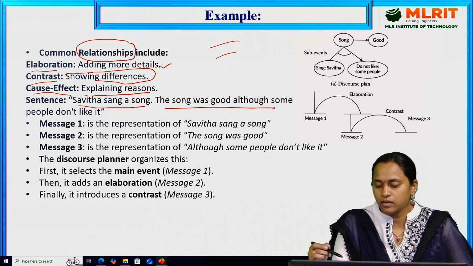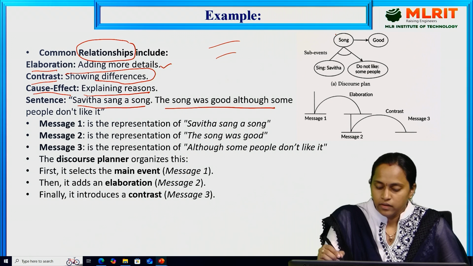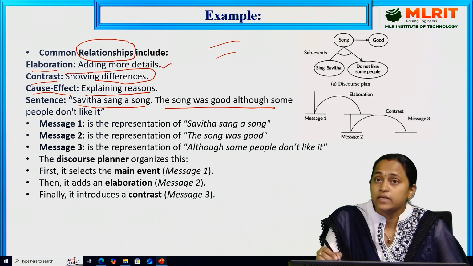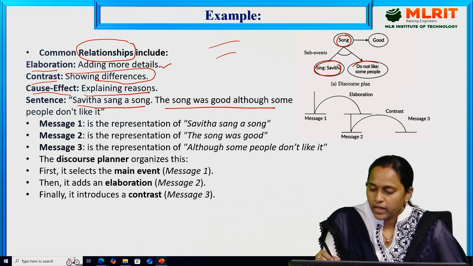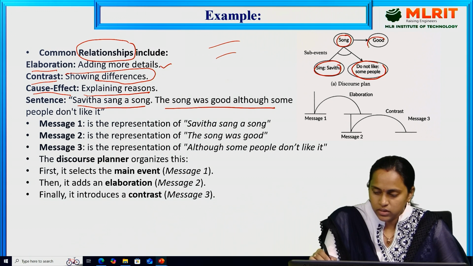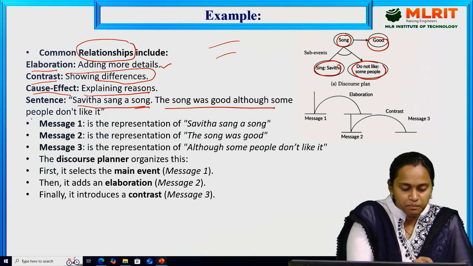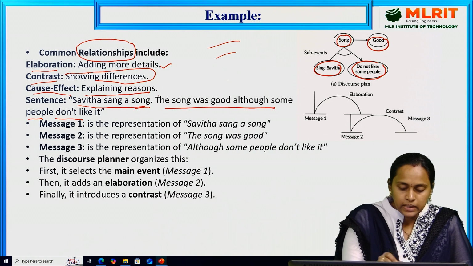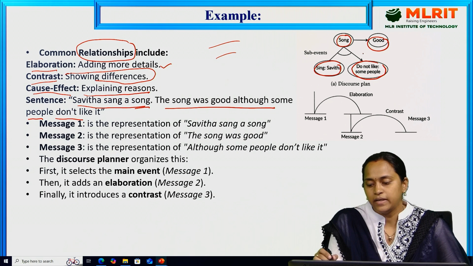Let's see the sentence here. We already discussed, right? So here the sentence tells about Savita singing a song, right? Here song is the main event and Savita is who is singing, right? Some people don't like it, good. These are some keywords, right? Song. Some people don't like it, right? This is some evaluation of the sentence, right?